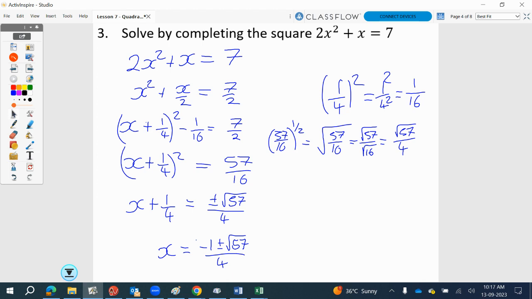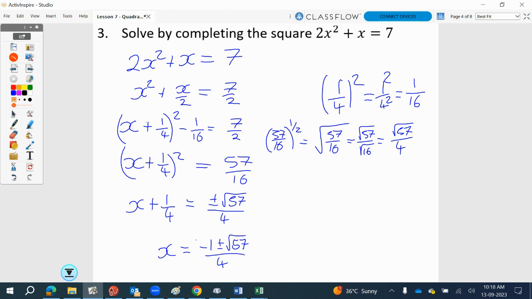So I was asked to explain how I get from this to this, and I was explaining it. So root 57 over 16 looks like this. Sorry, my 6 is a bit sloppy. And it separates, and because the root 16 simplifies, we simplify it.